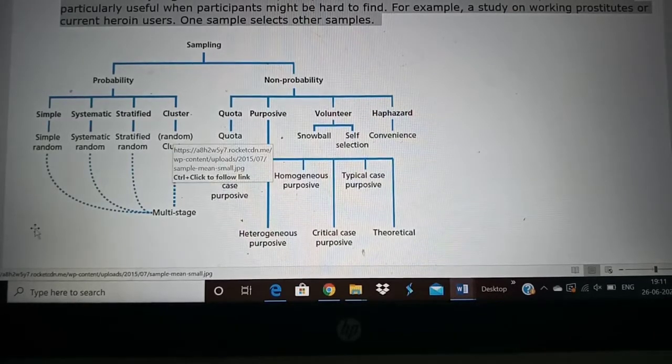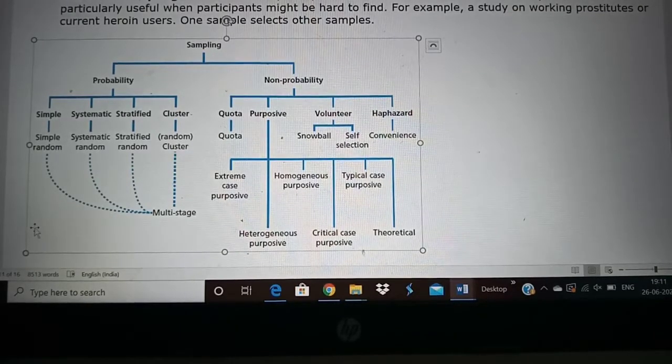In probability sampling everything is random. There is nothing by chance, it just happens randomly. So that is the advantage. The only thing is, probability sampling is time consuming and very costly. But the advantage of probability sampling is it has more value in the research field.